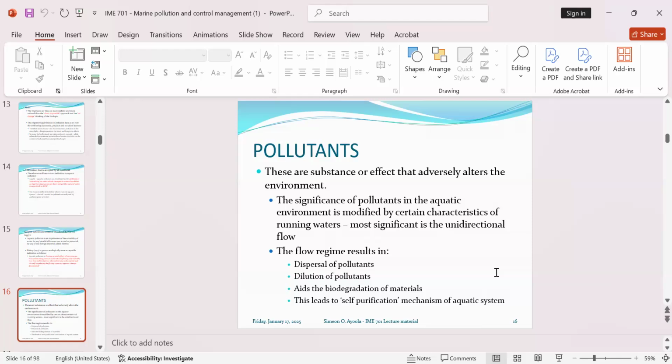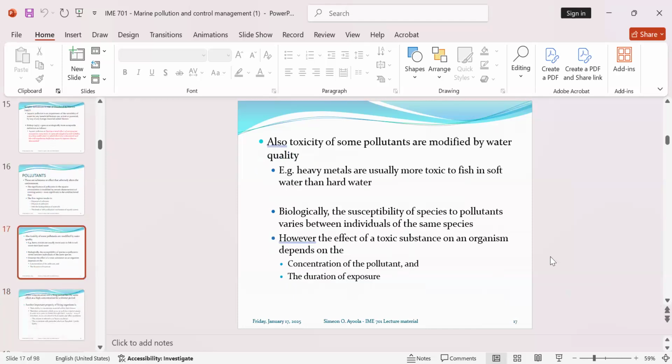Some organisms have a mechanism for self-purification in their system. They will accumulate it with time, they will filter it out. Also, toxicity of some pollutants is modified by water quality. For example, heavy metals are usually more toxic to fish in soft water than in hard water. So heavy metals also have detrimental effects on aquatic organisms.